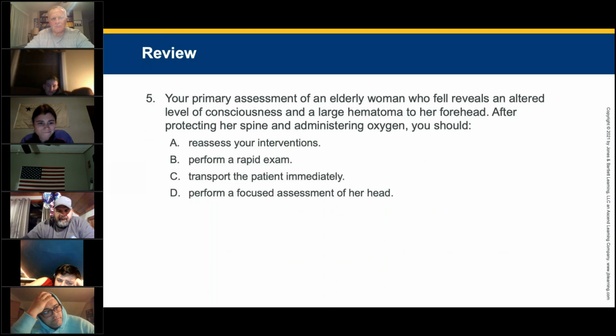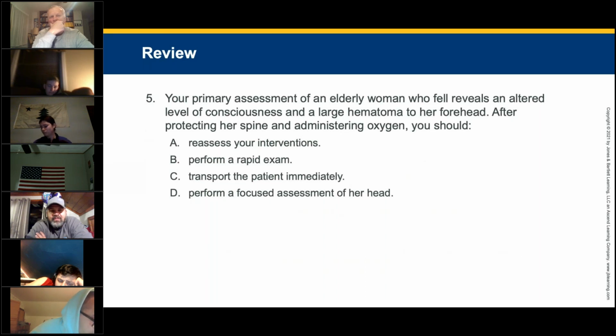All right, we were a little split on this one. So the correct answer here is B, perform a rapid exam. So you haven't really provided any interventions yet. You're administering oxygen, but you've just begun that, so it's not time to reassess that yet. You're not going to transport yet because you haven't even assessed for life threats yet. Your focused assessment is towards the end of your secondary assessment. So the most appropriate answer here is to perform the rapid exam, where you're looking for any life threats.